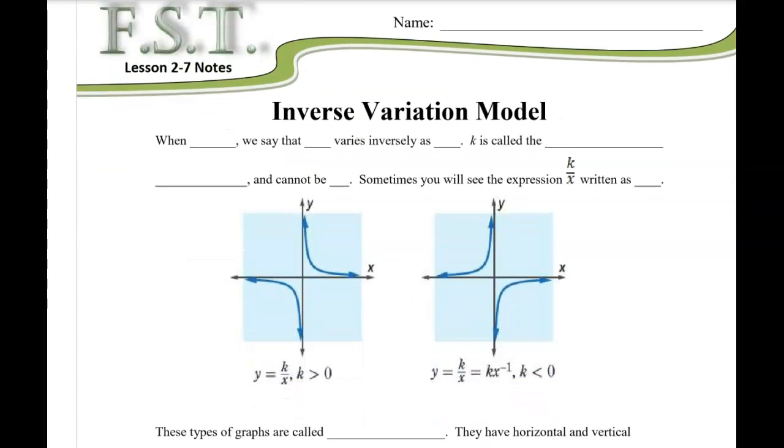Lesson 2.7, or 2-7, depending on what you want to call it, is the inverse variation model. So when y equals k over x, we say that y varies inversely as x, which sounds really goofy. Another way to say it is that y is inversely proportional to x.